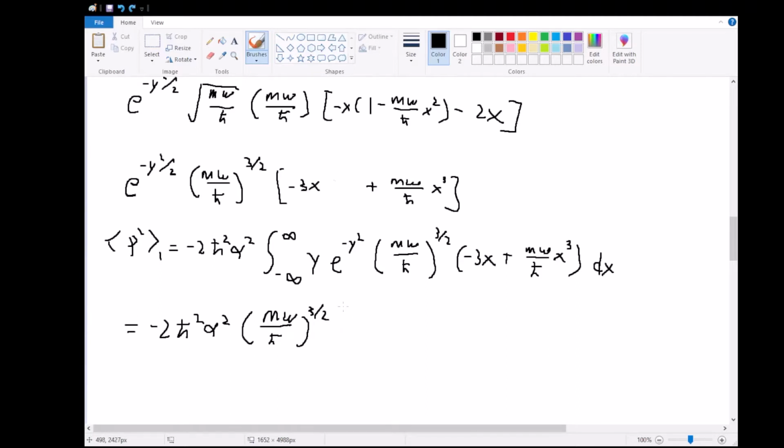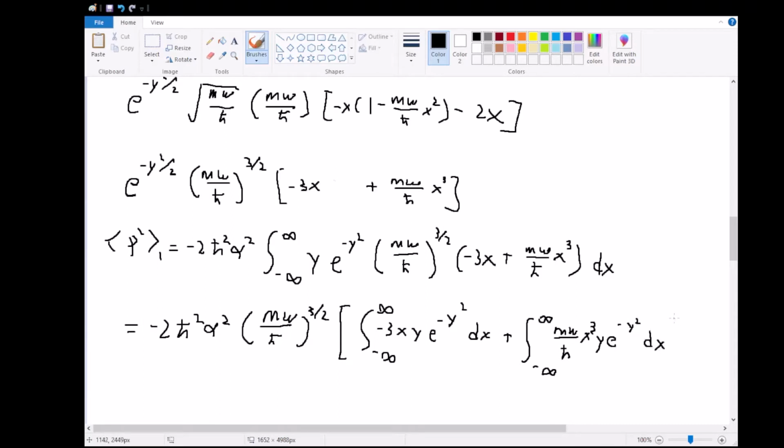But this is going to be equal to the integral from negative infinity to infinity of negative 3x times y times e to the negative y squared dx plus the integral from negative infinity to infinity of m omega over h bar x cubed times y, and then e to the negative y squared dx. Let me just double check that everything is correct.